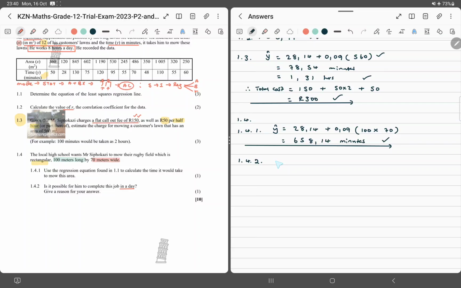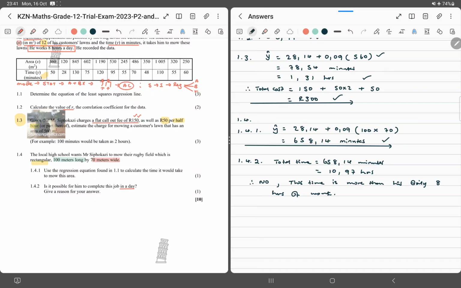Well, let's just say the total time is going to be 658.14 minutes, which is essentially, when we divide that by 60 to make it an hour, this is basically 10.97 hours. Right, so that is beyond 8 hours because he can only work 8 hours a day. So we can say, therefore, he will not. This time is more than his daily 8 hours of work.